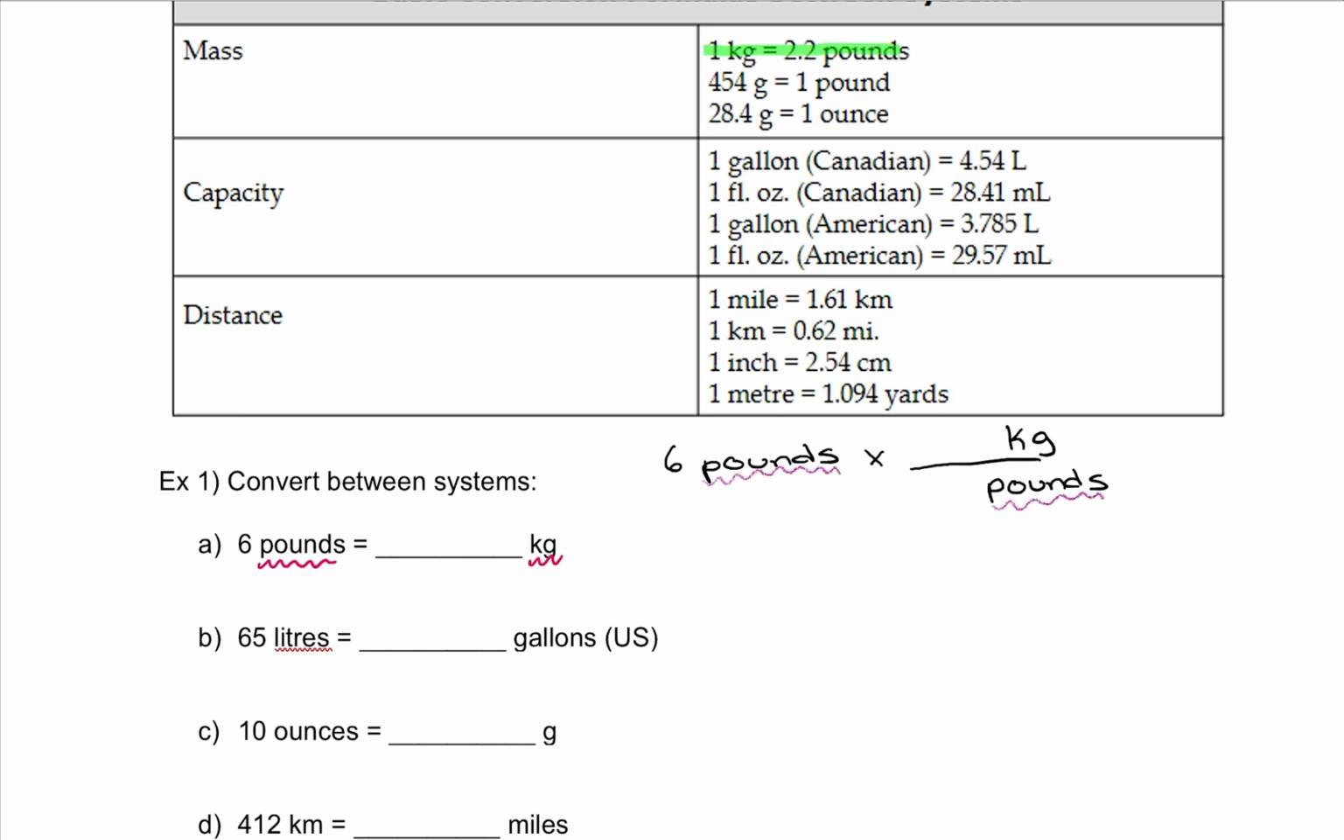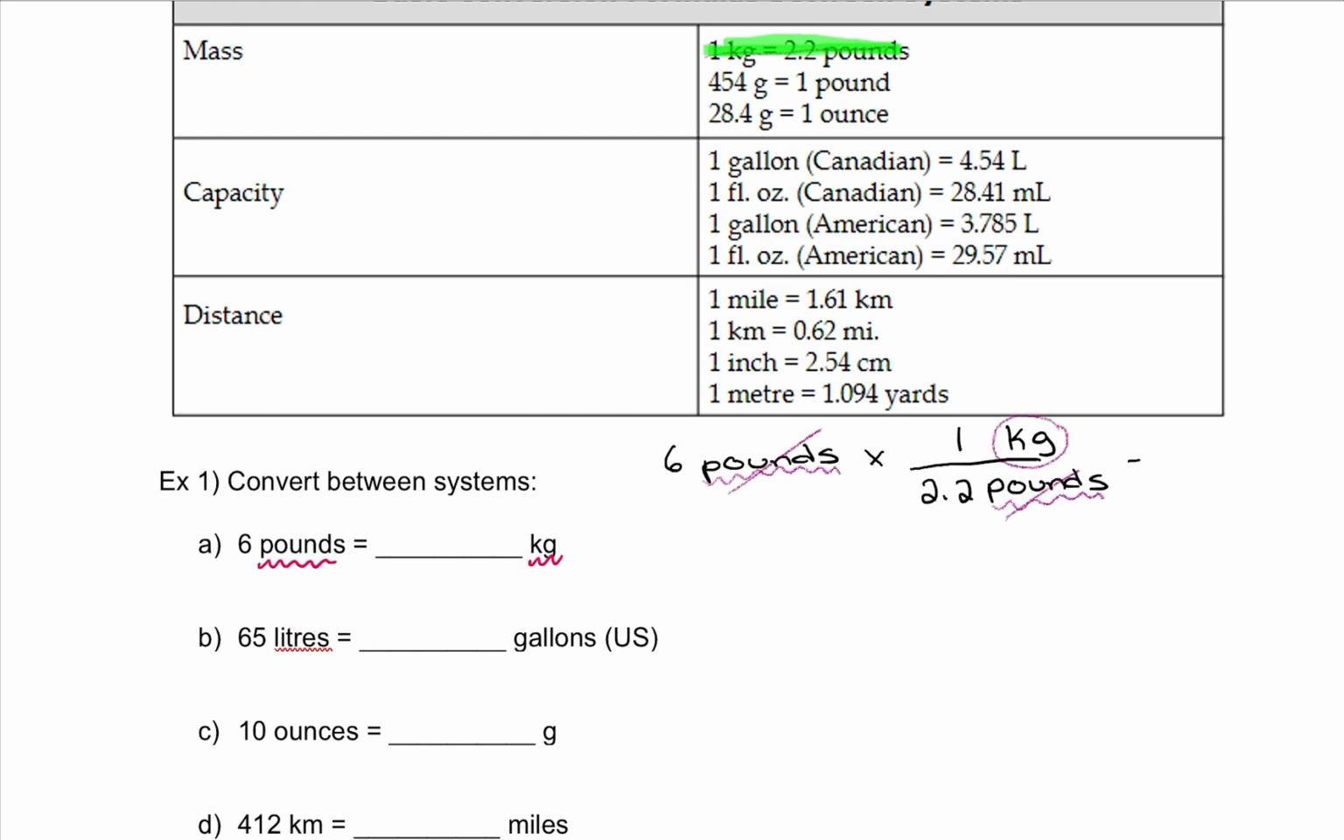Now, once we decide where we're putting the pounds and the kilograms, we look up here at our conversion, and we can see that 1 kilogram is 2.2 pounds. So wherever we put the kg, we put the number 1. Wherever we put the pounds, we put the number 2.2. Now we can see that the pounds can cancel, and our answer will be left in kilograms.